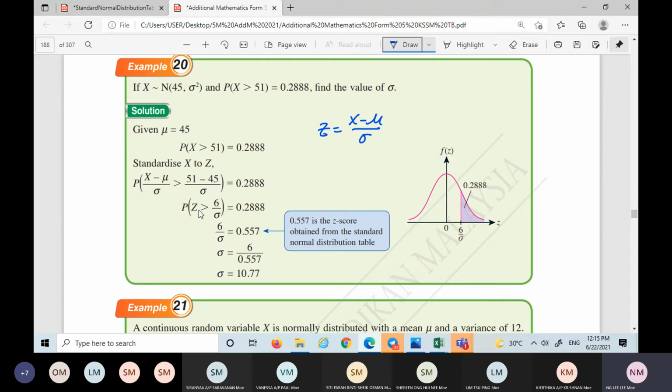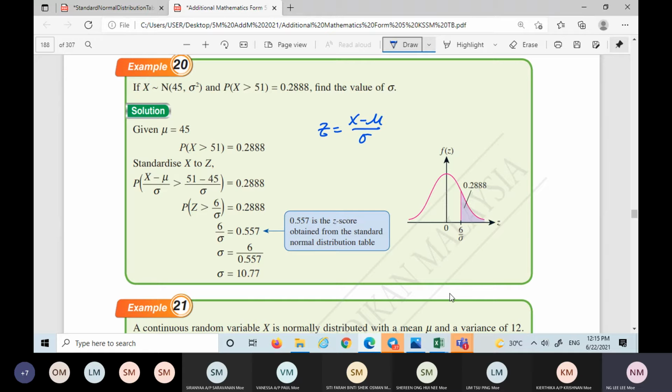This one you can write as Z already. 51 minus 45 is 6. So this is the simplest that you can do already, so you just leave it. Then the right hand side, the 0.2888, you bring down until here. Then sketch the graph. Z is smaller than 6 over sigma. Sorry, Z is bigger than, not smaller than.